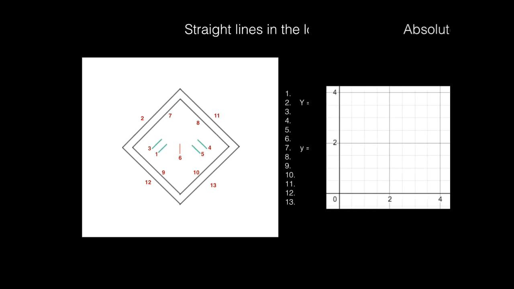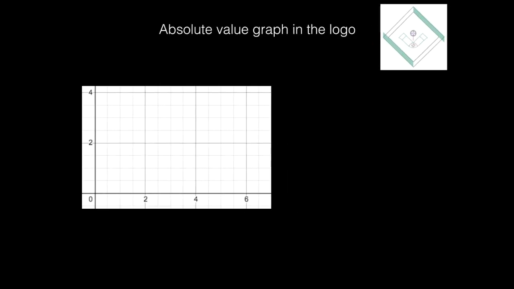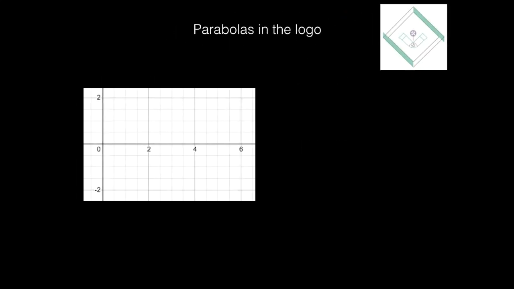Absolute value graphs in the logo. As seen, I only featured one absolute value graph, and I used it to produce one of the sides of the court. Parabolas in the logo. As seen, I also only featured one parabola, used to produce the line in the court and shape the ball.